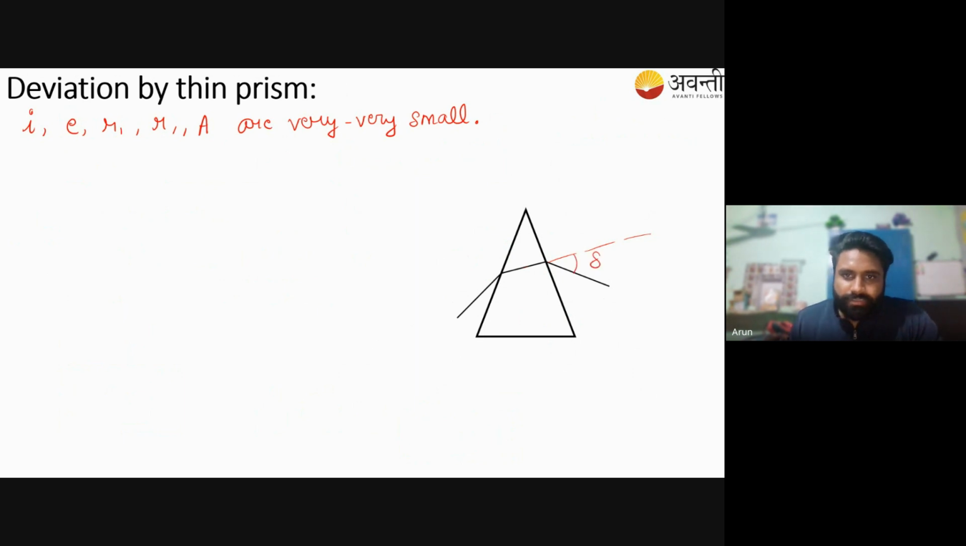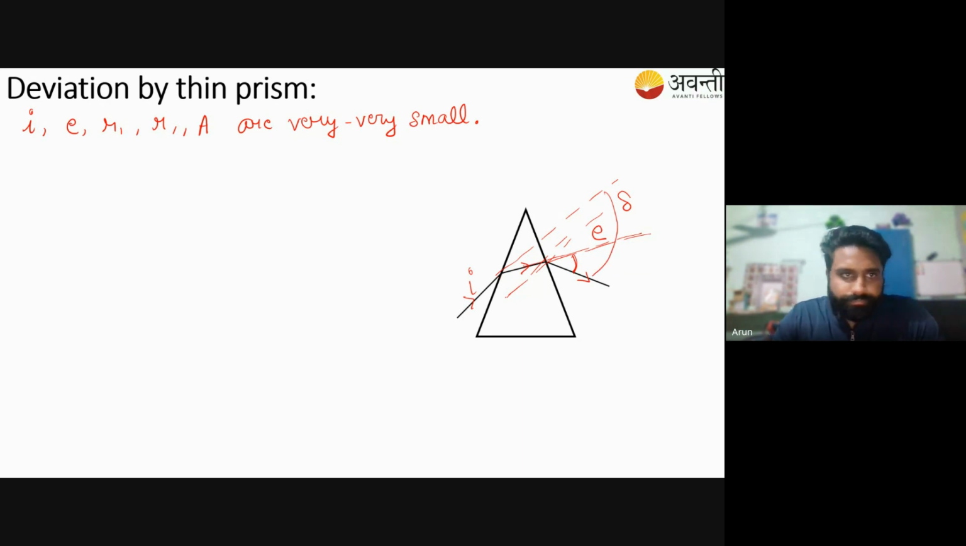This is the incident ray, and this is the emergent ray. This is the normal, and from the normal, this angle is E. And this angle is the deviation because it deviates from its actual path. This is del 2, del 1 is here. The total deviation is this. This is delta. So this is the total deviation that you have in this case.